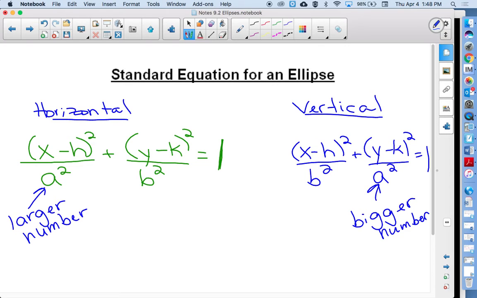I don't know if this matters, but what happens if they're equal? And it would be a circle. So it does matter. So if it's equal, then we have this circle. Why are you allowed to just take the square root of everything, just have x minus h over a? No. You can't individually take the square root of pieces of the equation.